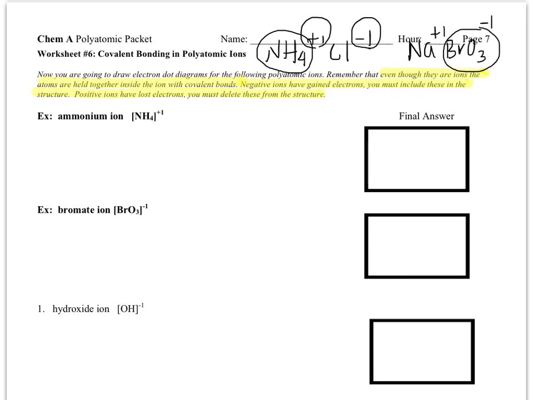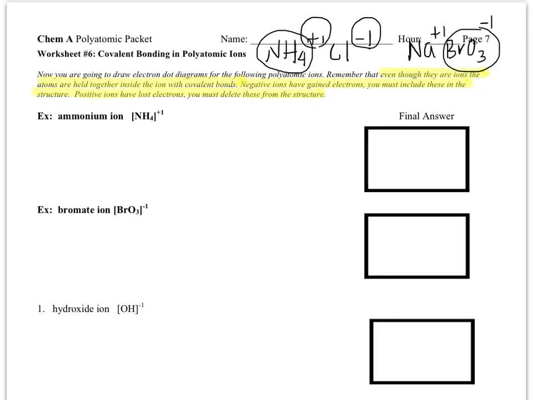It turns out what's actually holding the atoms of one individual polyatomic ion together are covalent bonds. You know, the ones where they're sharing electrons, and that's what's keeping them together, rather than the attraction between a positive and a negative. So the pictures that we're about to draw are really similar to the covalent bond diagrams that you drew in the covalent compound packet. The only difference here is that these compounds have charges.